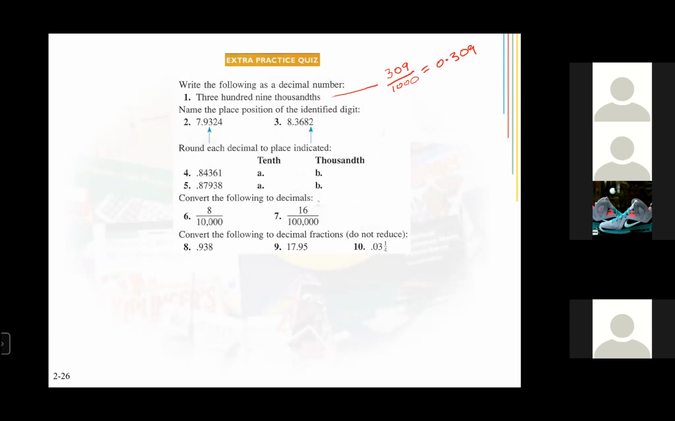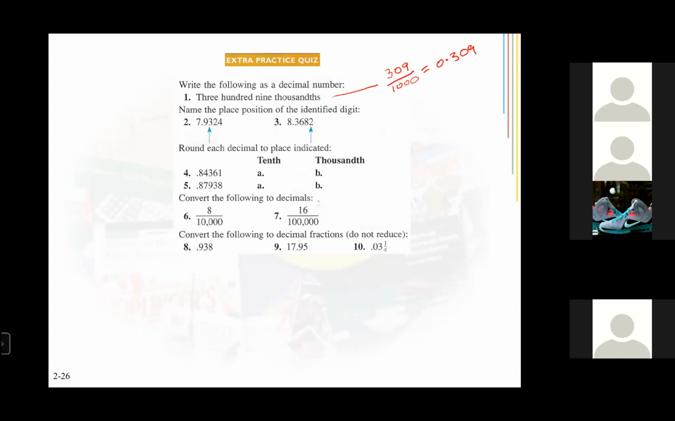Number 2 asks you to name the position of the identified digit. What position is that 3 in? It is in the 100th place. Okay, that's the 100th. Number 3 asks what position that 2 is in. 10,000th place. Okay.